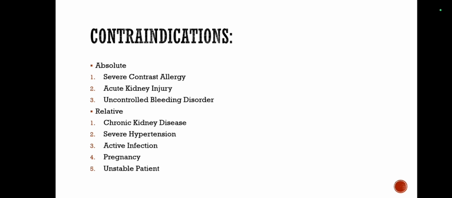And the next is the contraindications. So we are going to see the absolute and the relative contraindication. So in the absolute contraindication, you can see the patient who is having severe contrast allergy cannot have this procedure. The next one is the acute kidney injury and the uncontrolled bleeding disorder. And the relative contraindication is chronic kidney disease, severe hypertension, active infection, pregnancy, and unstable patient.